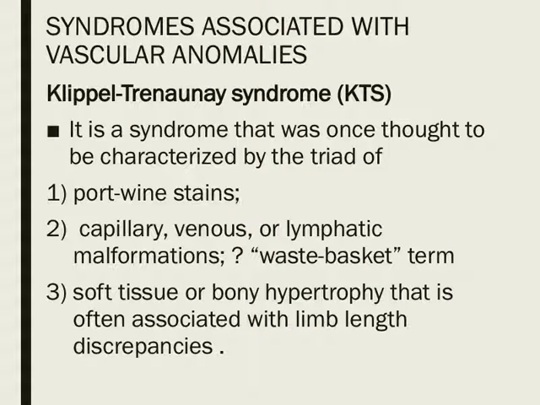So you look at KTS, where you have three basic things. You have the port wine stain, and you have a capillary, venous or lymphatic malformation. It's more of a wastebasket, because it can be any of the malformations. Then you have hypertrophy of the soft tissue or the bone, giving you limb length discrepancy. Then they have shown that having any two of these is still diagnostic.